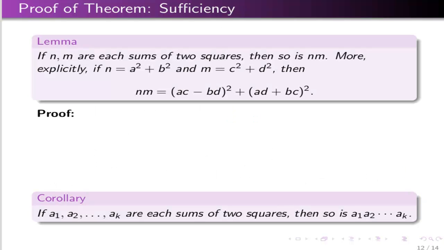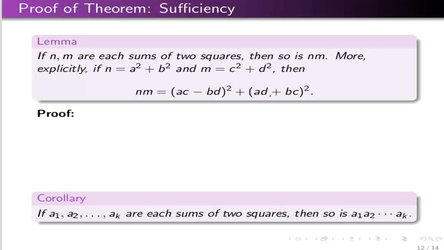Now for the sufficiency. We want to show that if the hypotheses are satisfied, then n is in fact a sum of two squares. And the key lemma here is the following. Suppose that I give you two numbers that are each sums of two squares. Then I claim so is the product of those two numbers. So to be explicit, if n is a squared plus b squared and m is c squared plus d squared, then the product is just this sum of two squares.